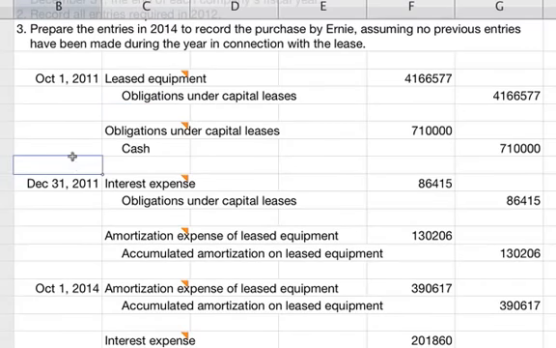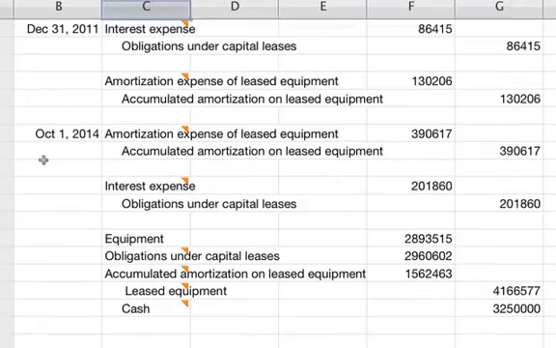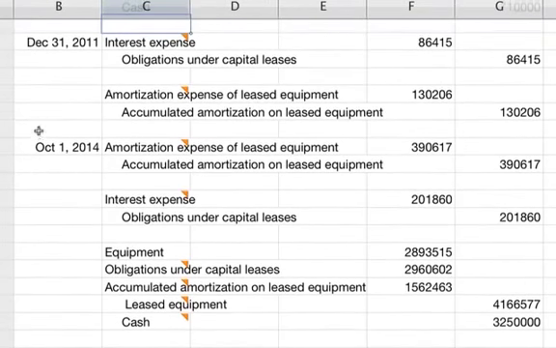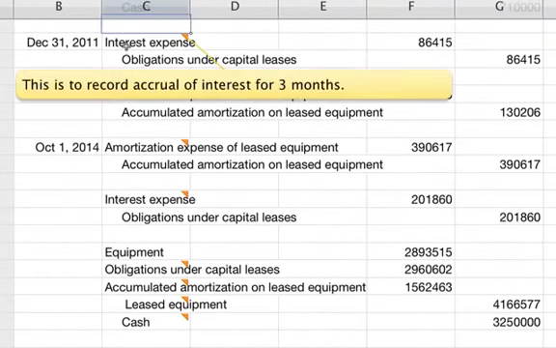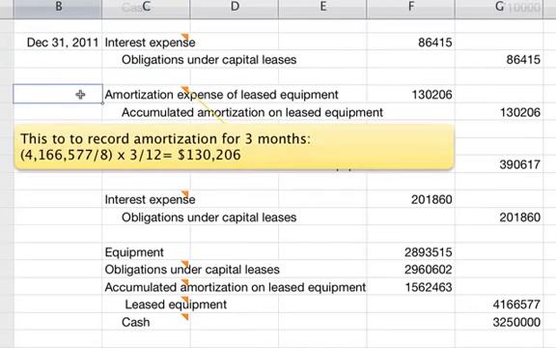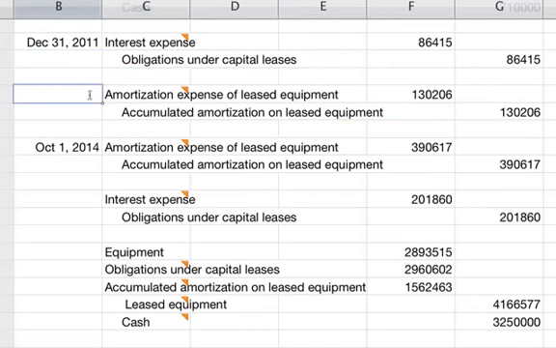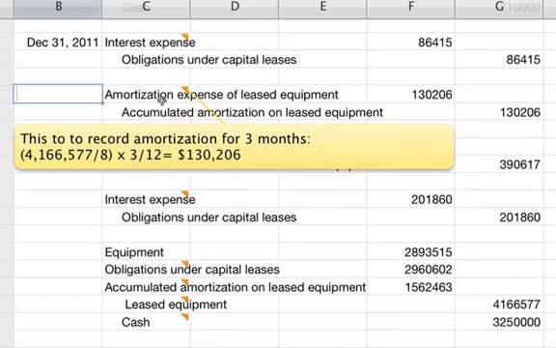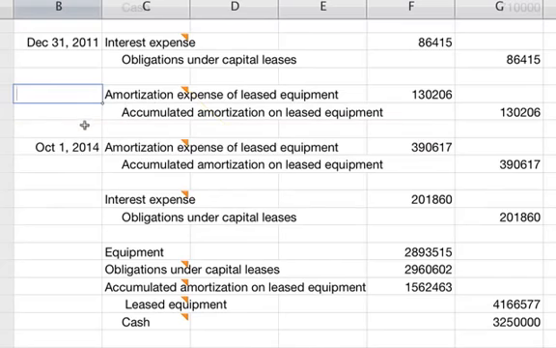3 months later, on December 31st of the same year, you have a debit to interest expense for $86,415. This is to record the accrual of interest for 3 months, and you credit obligations under capital leases. On the same day, you have an amortization expense of leased equipment. This is to record the amortization for 3 months. You take the $4,166,577, divide that by 8, and then multiply that by 3/12 for 3 months. That gives you $130,206.